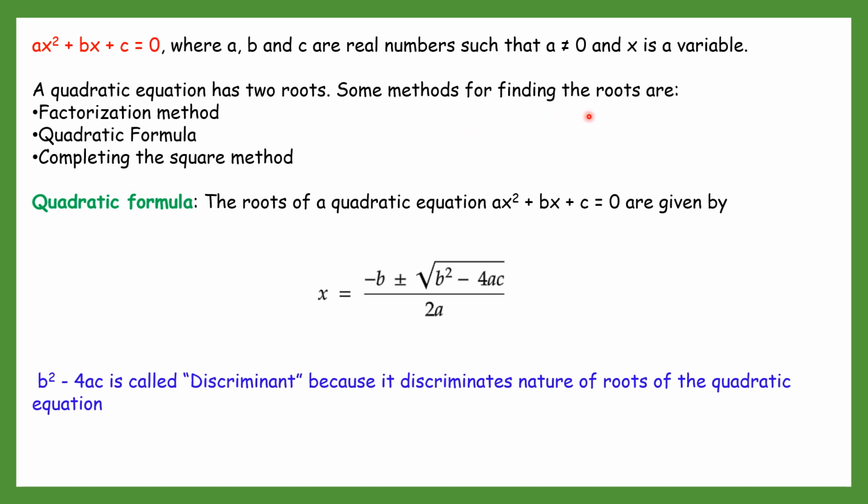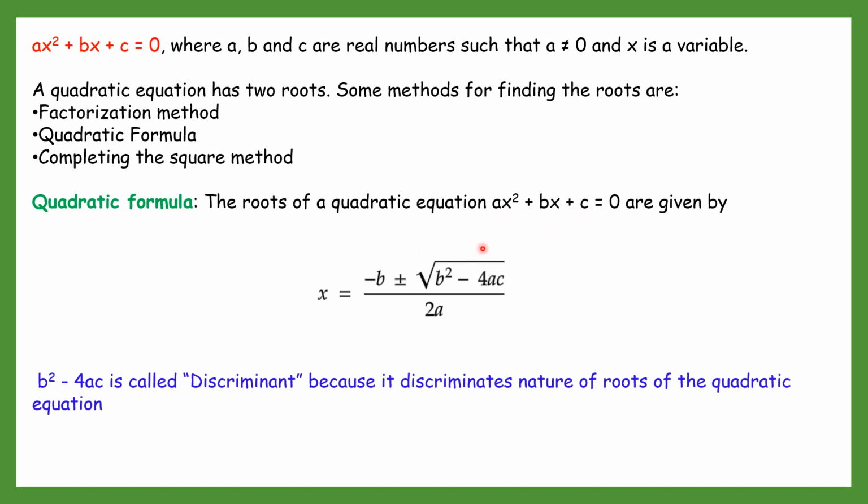What are the methods to find the roots of a quadratic equation? There are three methods. The first is the factorization method, then the quadratic formula method, and the completing the square method. Let's understand the quadratic formula method. You have a formula to find the roots of the quadratic equation. The equation is in the form ax square plus bx plus c is equal to 0. Here a is the coefficient of x square, b is the coefficient of x and c is the constant.